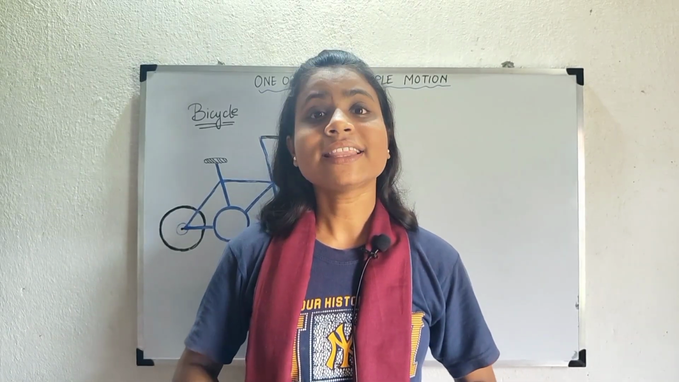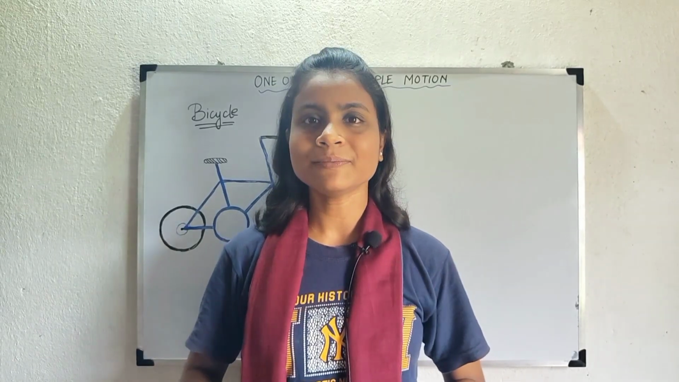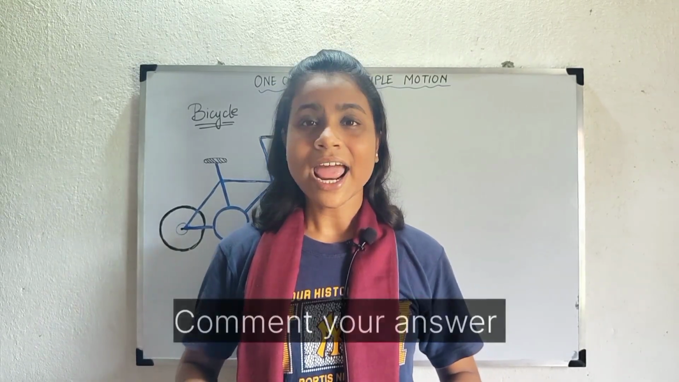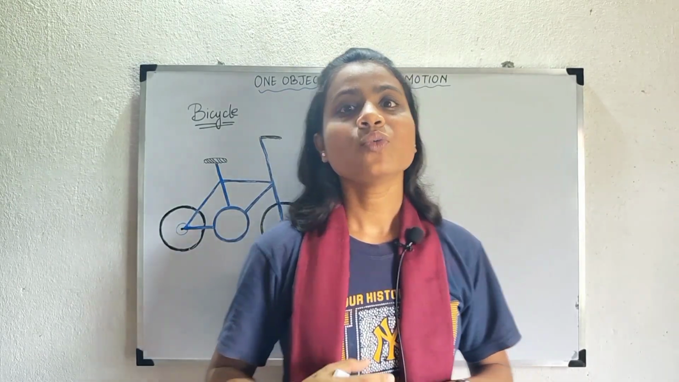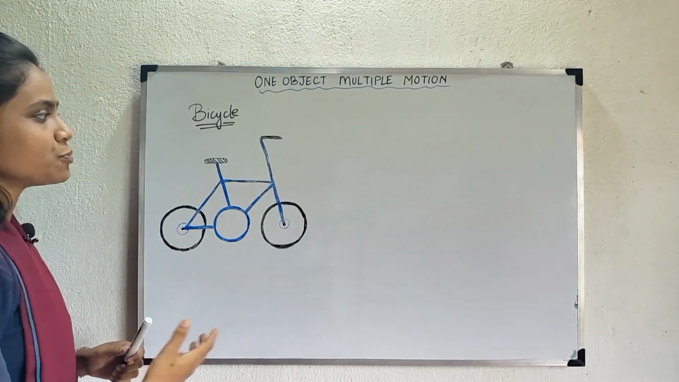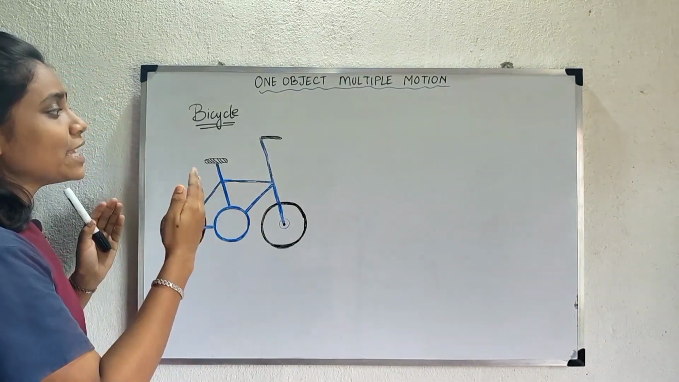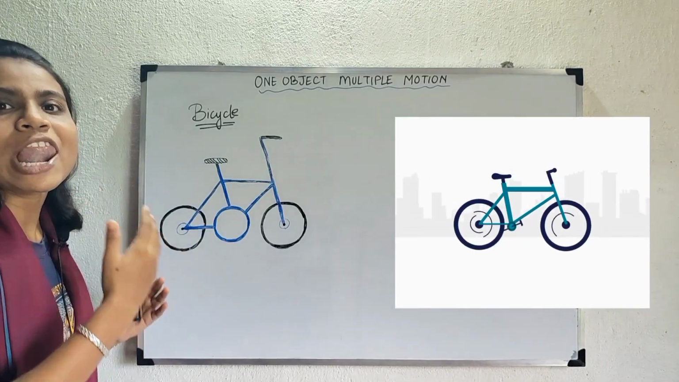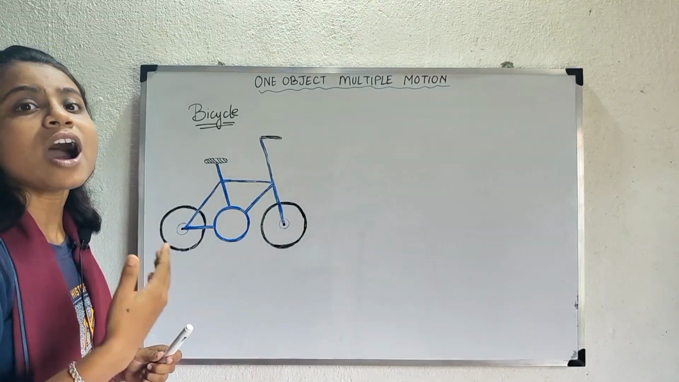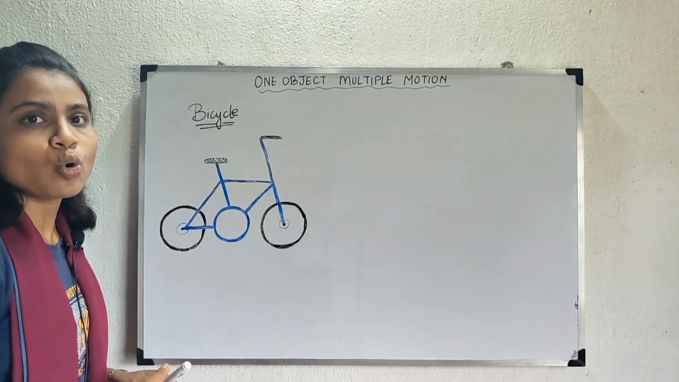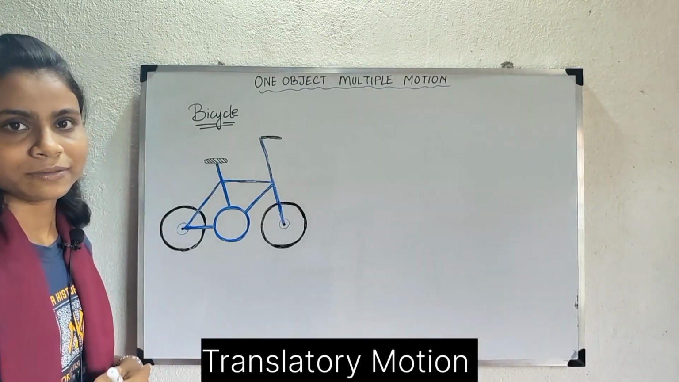Can you tell which type of motion is shown by a moving bicycle? Pause the video here and comment your answer. Now let's see how a bicycle moves and which types of motion it shows during its motion. When the bicycle moves, the bicycle along with the rider moves forward in a straight or curved path. So in this case the bicycle is showing a translatory motion.